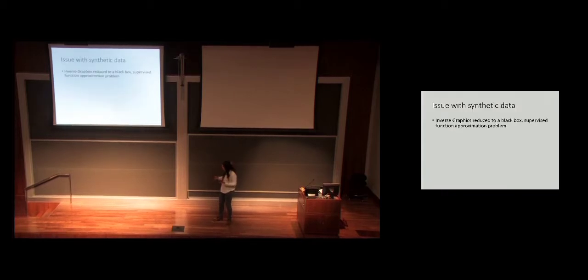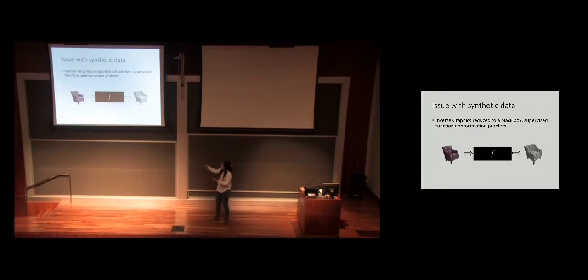But the problem with synthetic data, or relying too heavily on it, is that this inverse graphics problem is reduced to a black box supervised function approximation problem, which I don't really find very exciting or interesting, but also there are a lot of issues in that you're really dependent on this paired input and target. And if you don't have that kind of paired input and target set, how do you learn this function? So this is an example. Maybe you get a chair and you want to output the voxels of the chair, or you get a human and you want to output the 3D joints.